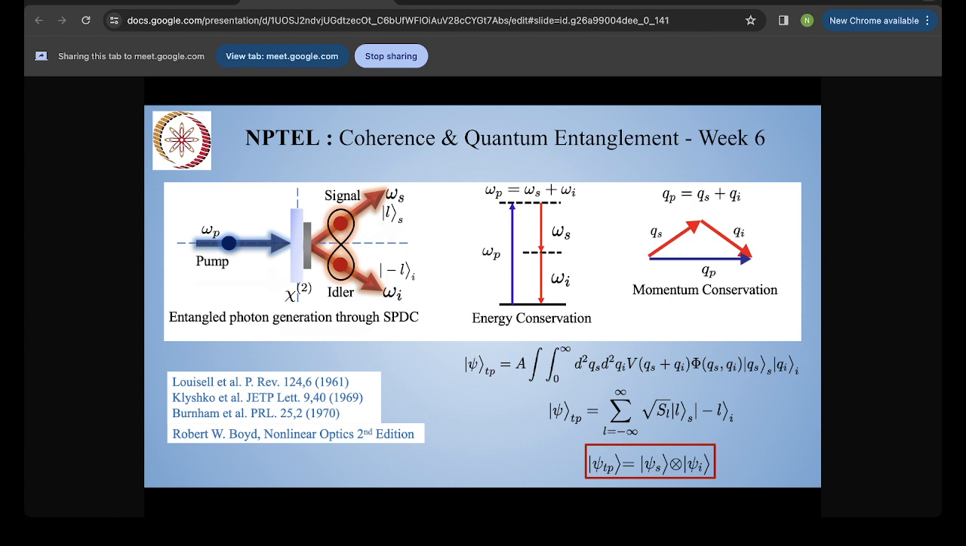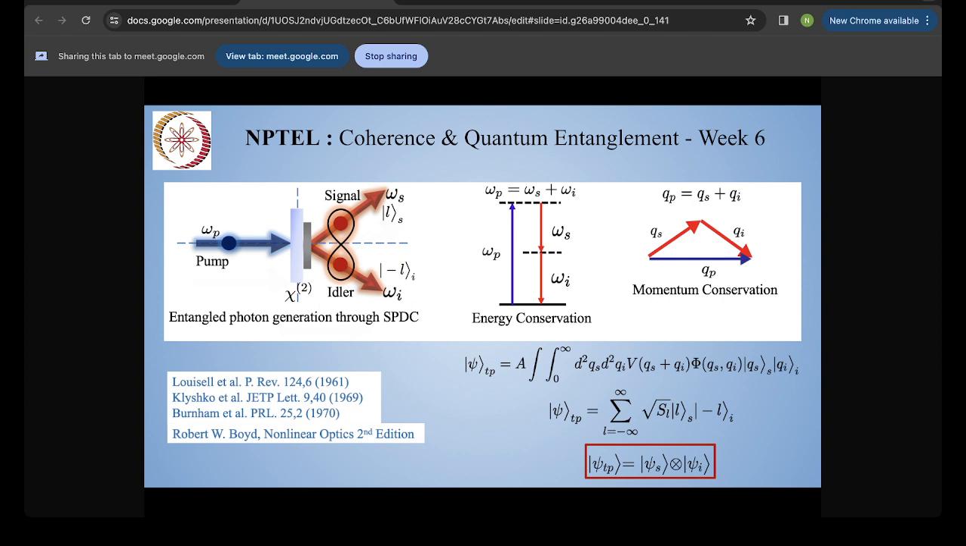we have already mentioned several times that we are representing the transverse momentum with q, and transverse momentum is always conserved. Now I have shown this Ls and minus Li, which are the orbital angular momentum of signal and idler. If you sum them, then the total orbital angular momentum will be 0. That means that is also conserved. So due to the utmost truths of nature, energy conservation and momentum conservation, this happens. And this process is called spontaneous parametric down conversion.